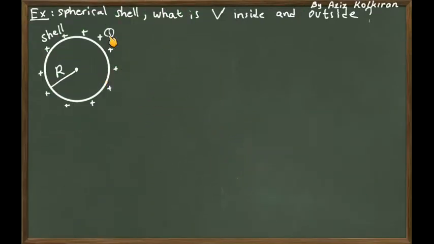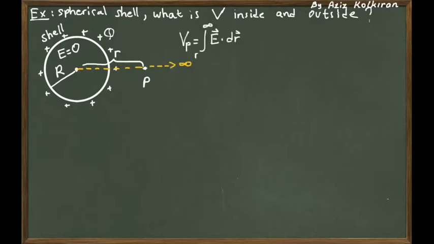We have a spherical shell of charge Q, and the charges are all distributed over the surface of the shell evenly. It has a radius of capital R, and the question is, what is the potential inside and outside of this spherical shell? So we will start by picking a point on the outside of the shell, and let's call this point P, and let's call the distance from the point P to the center of the shell small r.